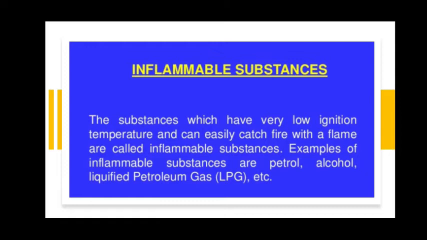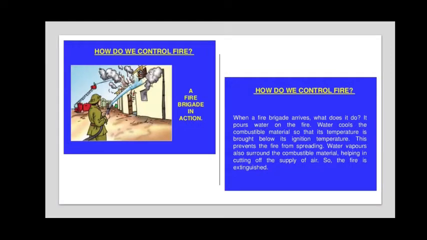That is why it is written on oil tankers, highly inflammable, which means it can easily catch fire. Why does it easily catch fire? Because its ignition temperature is very low. So then how do we control fire? If at all some fire accident happens, how do we control this fire?